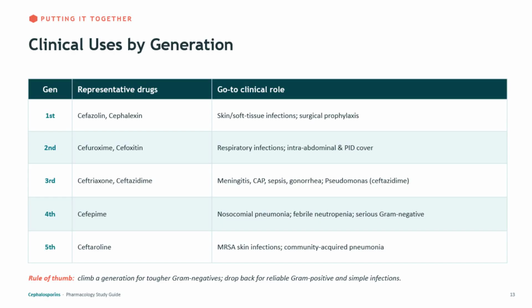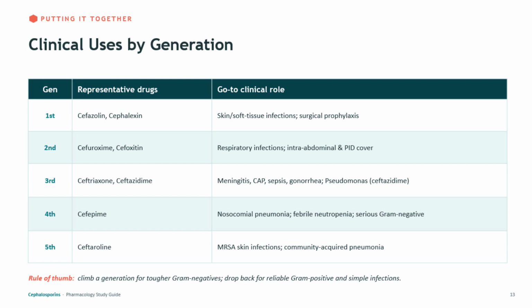Now let's put everything together clinically, matching each generation to its go-to role. 1st generation, think cefazolin and cephalexin for skin and soft tissue infections and for surgical prophylaxis. 2nd generation, cefuroxime and cefoxitin for respiratory infections and intra-abdominal and pelvic cover. 3rd generation, ceftriaxone and ceftazidime for meningitis, community-acquired pneumonia, sepsis, and gonorrhea, with ceftazidime specifically for Pseudomonas.